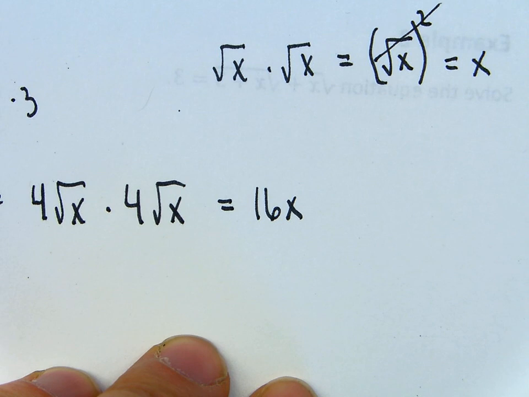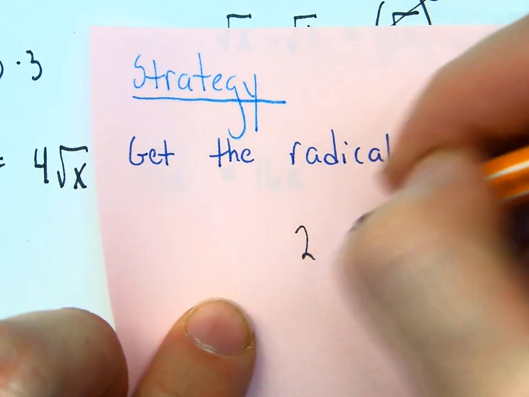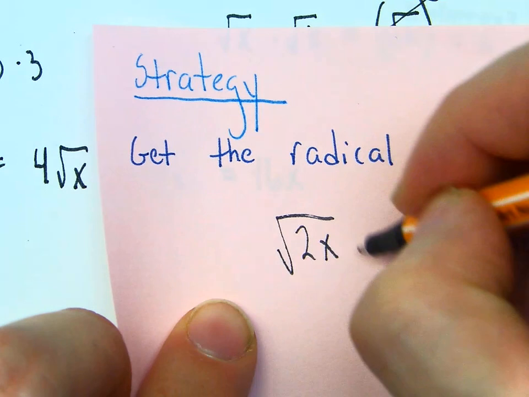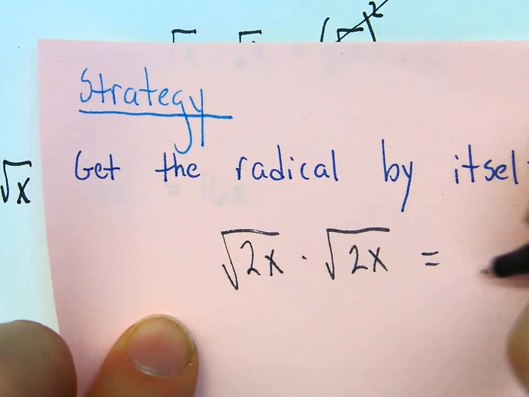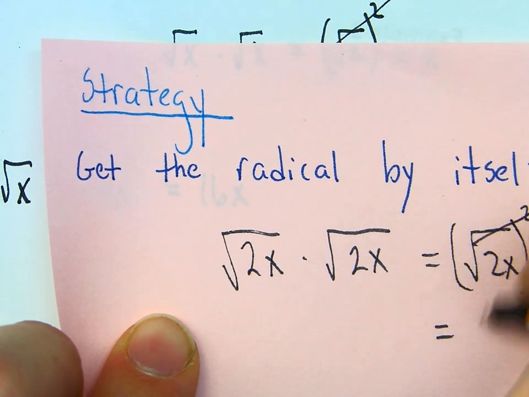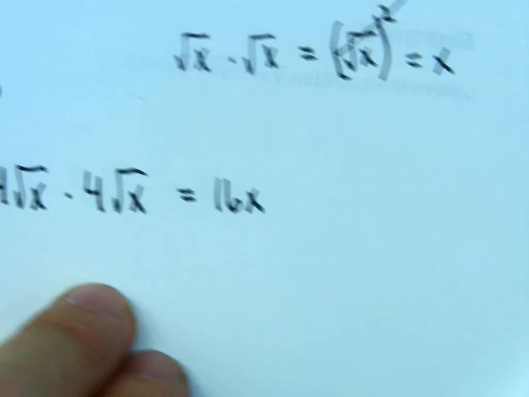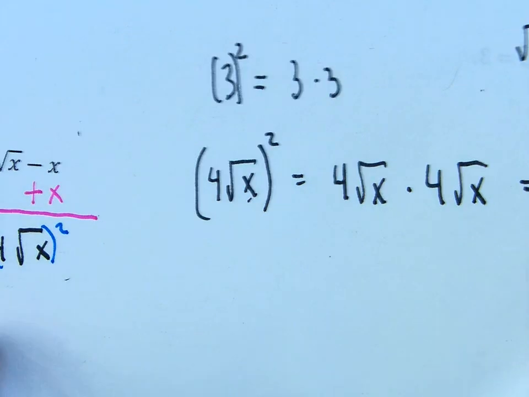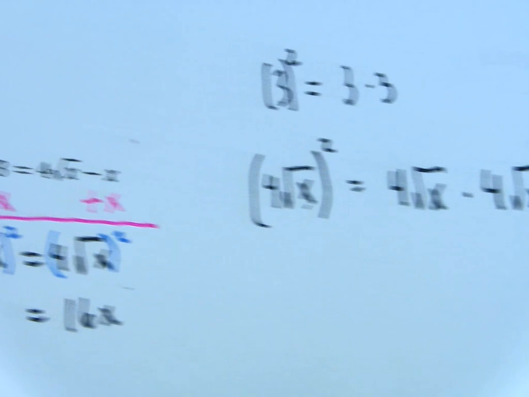For example, if I had, let's say, radical 2x times radical 2x, this just becomes radical 2x, the whole thing squared, and it just cancels and you're just left with the 2x on the inside, okay? So this on the right side over here is 16x, okay?